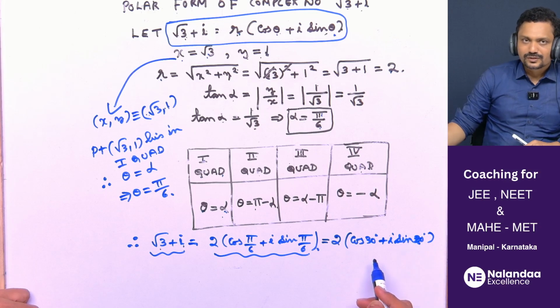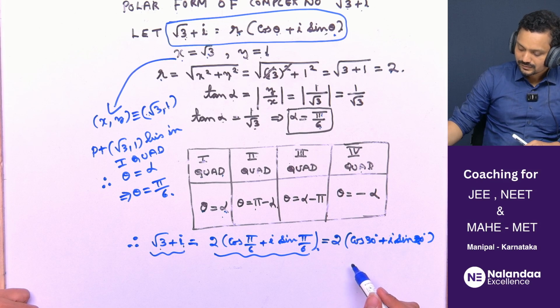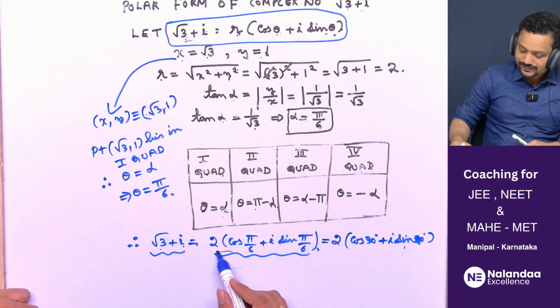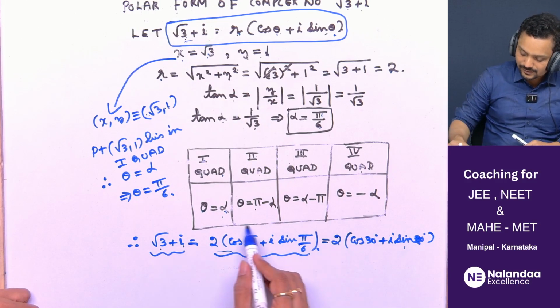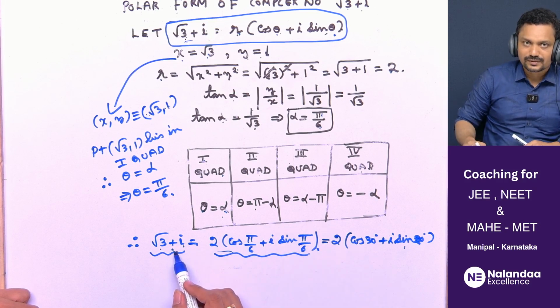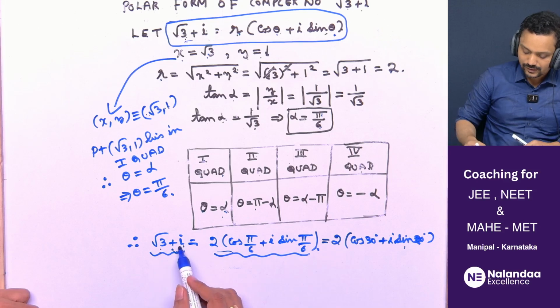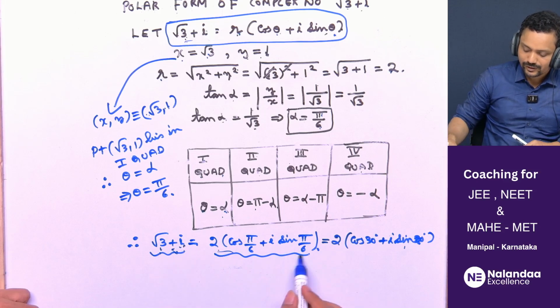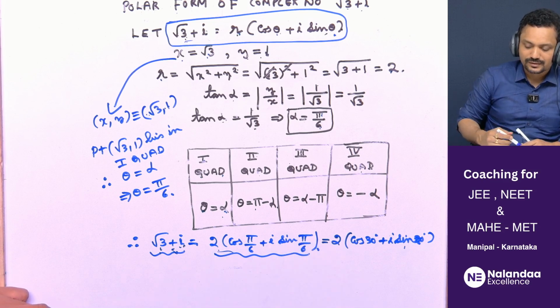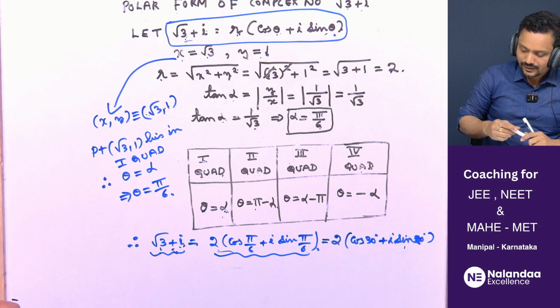Should we further simplify it, sir? No, if you simplify, you will get the same thing back. You will get root 3 plus i. This is the polar representation of this. Usually till now we were talking about the x plus iy form. Now we are going to talk about this form, the polar representation.